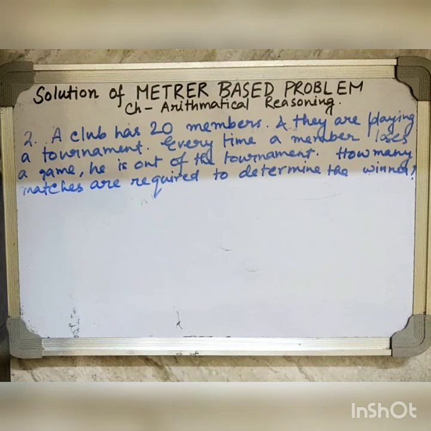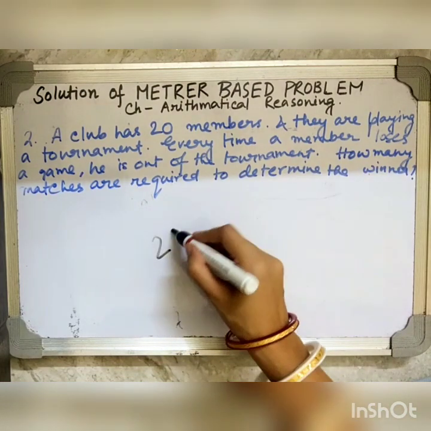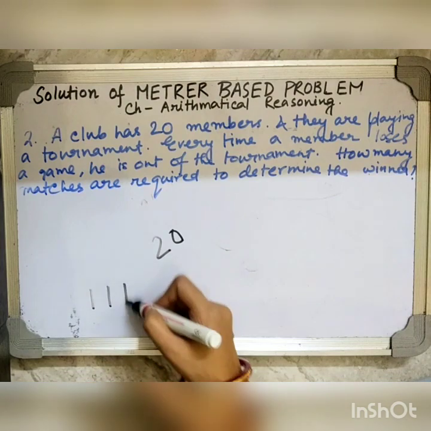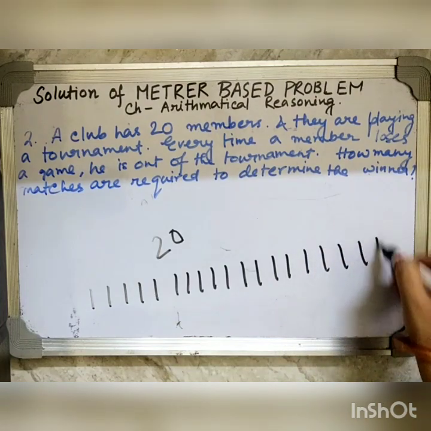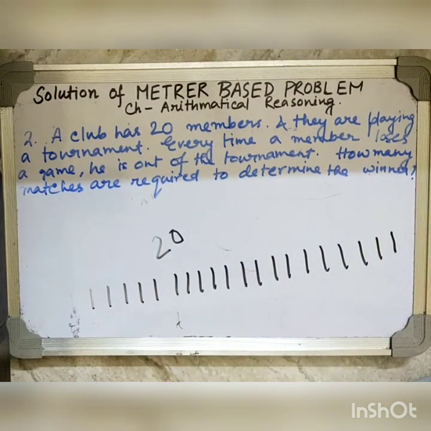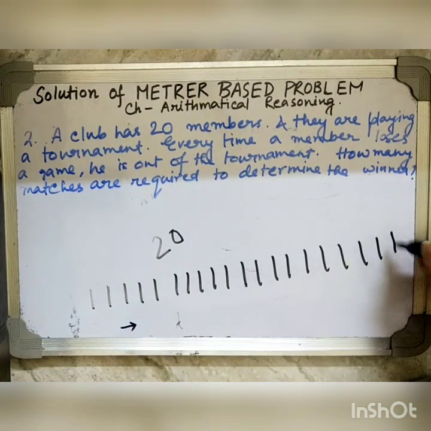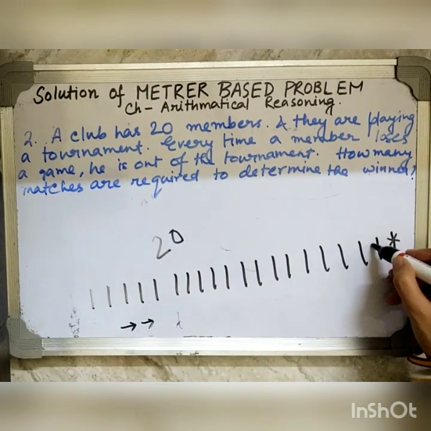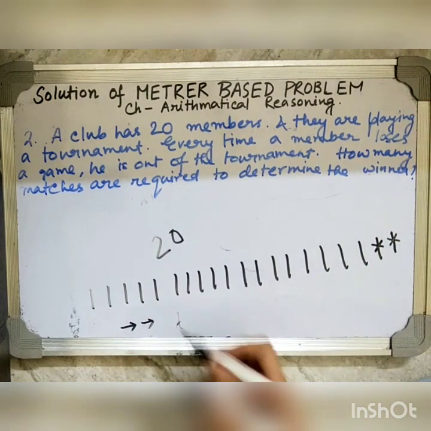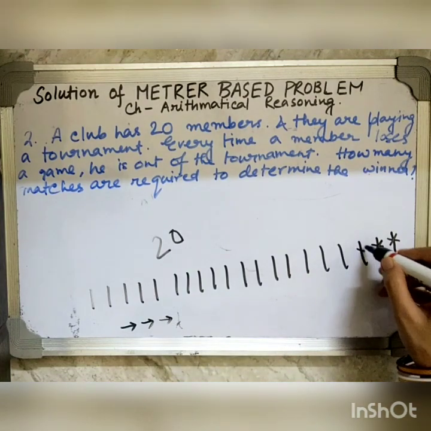Now for the second question it is written, a club has 20 members and they are playing a tournament. Every time a member loses a game, he is out of the tournament. How many matches are required to determine the winner? Now see, 20 members were there. So suppose these are 20 members. Okay. One game is done and one player is out. Okay. The second game is done. The second player is out. Third game is done. The third player is out.